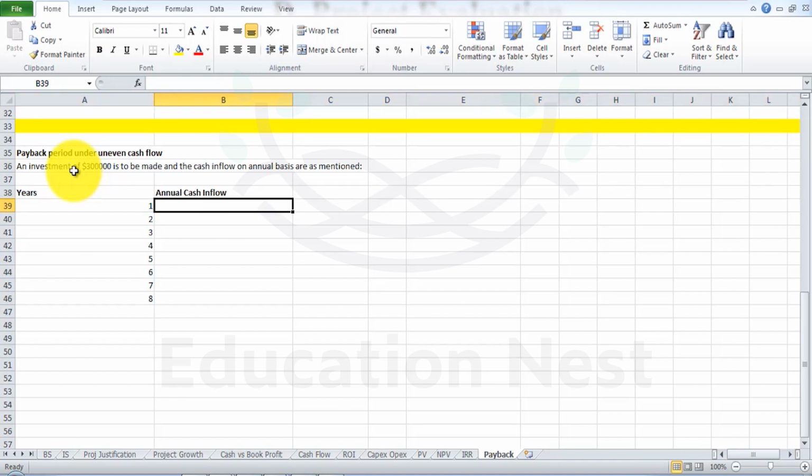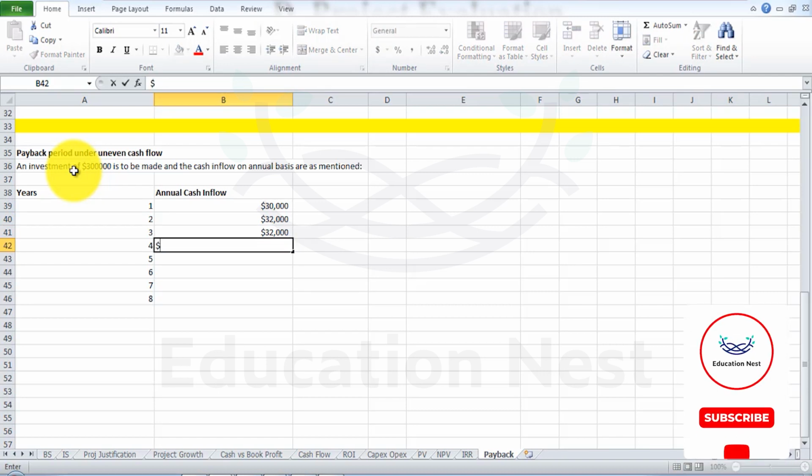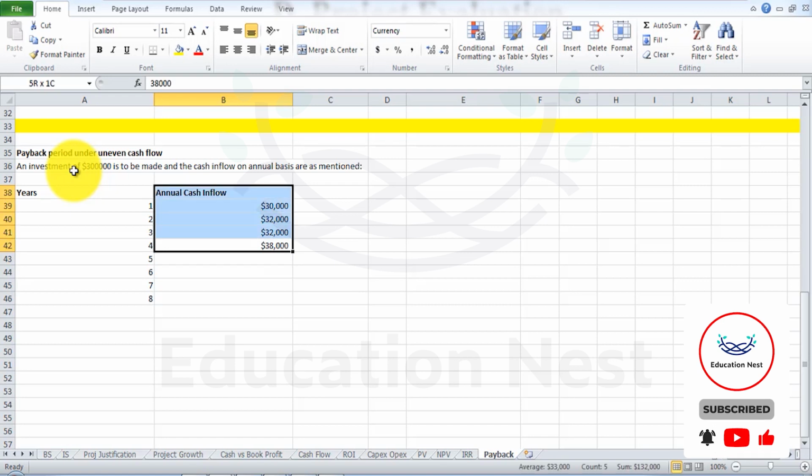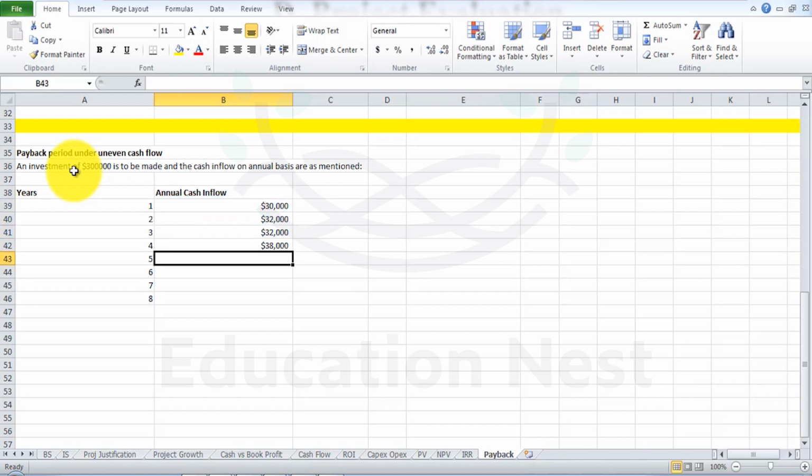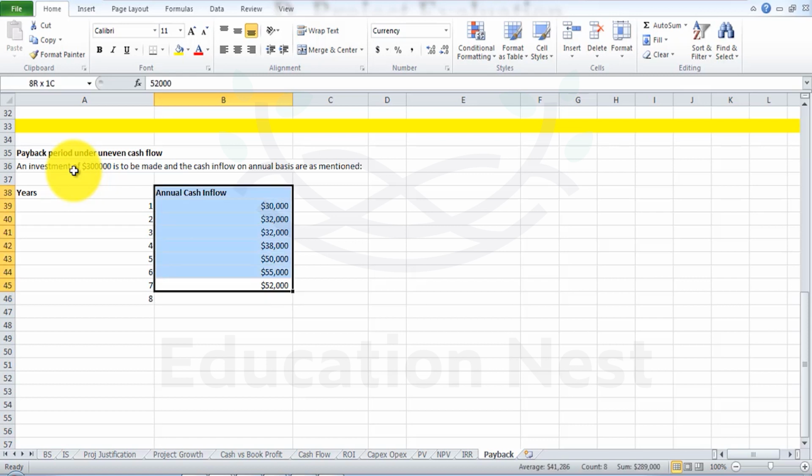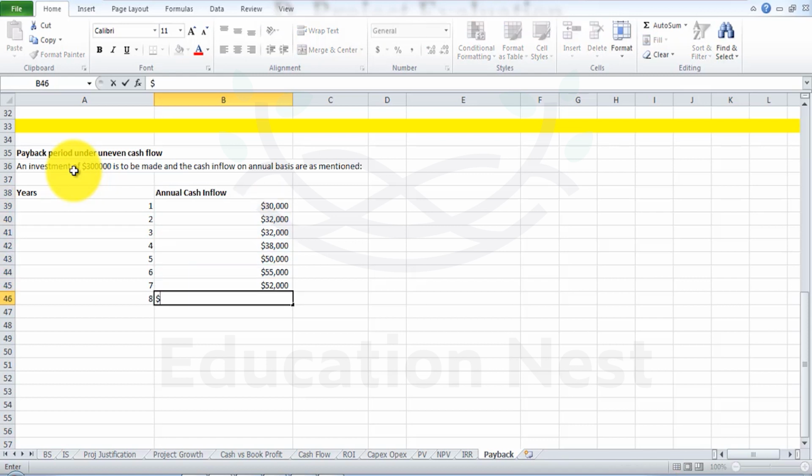For year 1, we assume it to be on the lower side, let's say $30,000. Year 2 will be not too much of an increase, $32,000. Year 3, let's say it's going to remain the same. Year 4, we're going to have an expedited one, $38,000. How much is the total so far? It's $132,000. Now we can bump it up to somewhere around $50,000, $55,000. Let's say there was a shortage of materials and we had a negative or reduced cash flow. How much does this give? $289,000. And here we have something extremely on the higher end, $90,000.